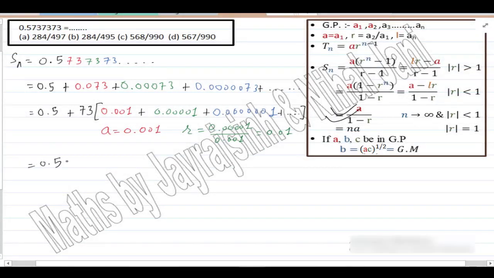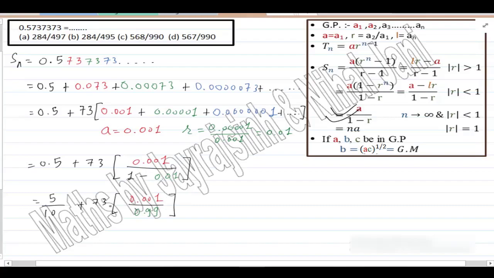So let's use the formula of Sn. Our 0.5 and 73 remain as it is. So A, which is 0.001, upon 1 minus R, which is 0.1, right? So let's write down this 0.5 as 5 by 10. So 73 in the bracket, we are going to get 0.001 upon 0.99, right? Actually here I just have a printing mistake, it is 0.01, right?